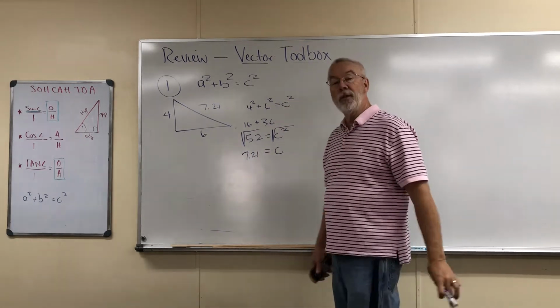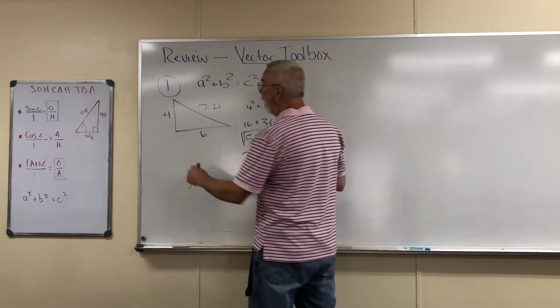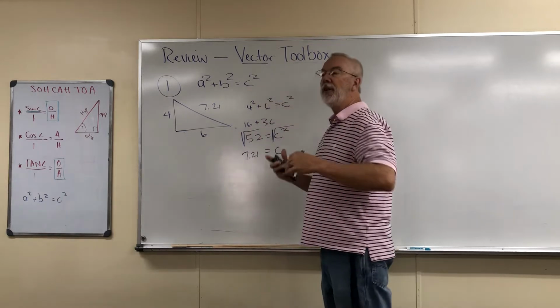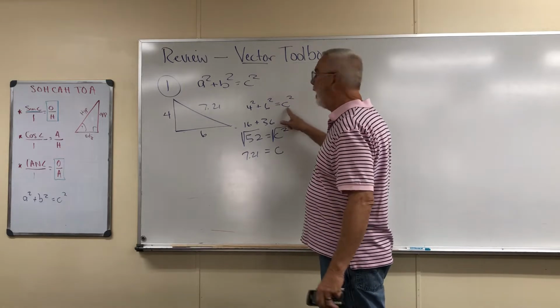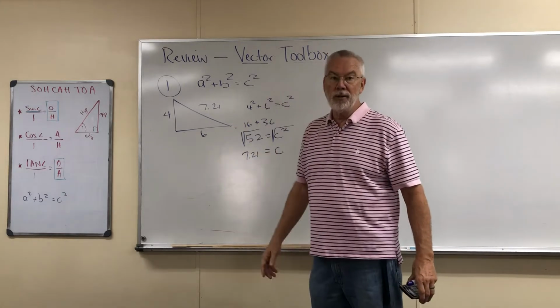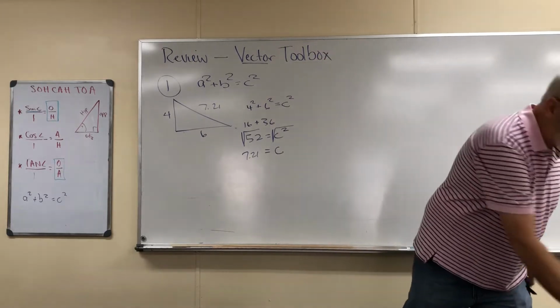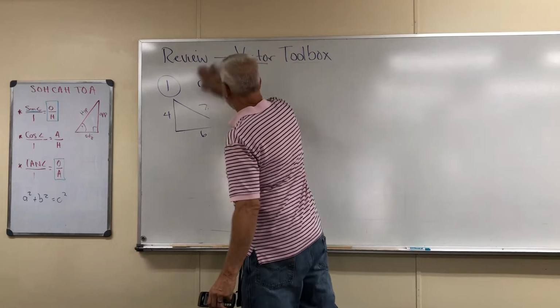Does that make sense for everybody? Okay? It doesn't have to be the adjacent and opposite side. You could have it for any two sides. You just have to make sure that c is always the hypotenuse. Now, let me erase that right quick.